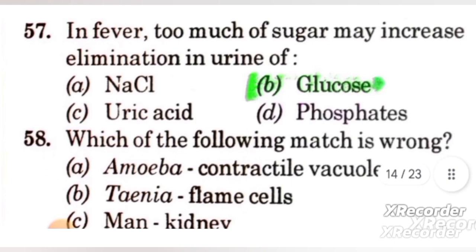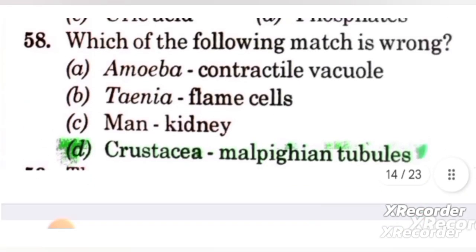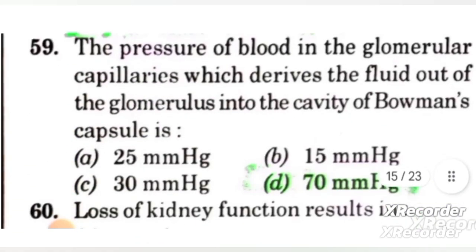Next 57. In fever, too much of sugar may increase elimination in urine of answer B. Glucose. Next 58. Which of the following match is wrong? Answer D. Crustacea, Malpighian tubules is wrong. The correct are A, B, C. A. Amoeba, contractile vacuole. Next B. Taenia, flame cells. Next C. Man, kidney.